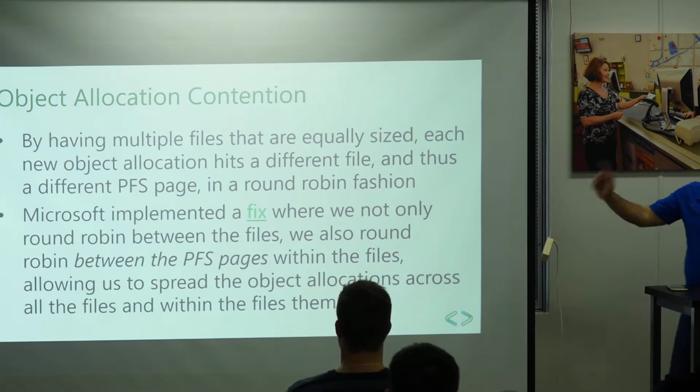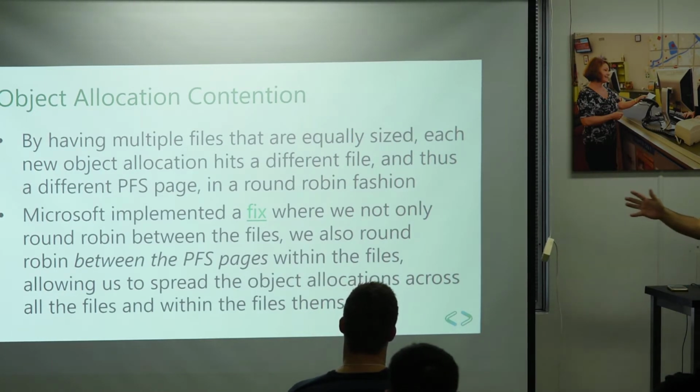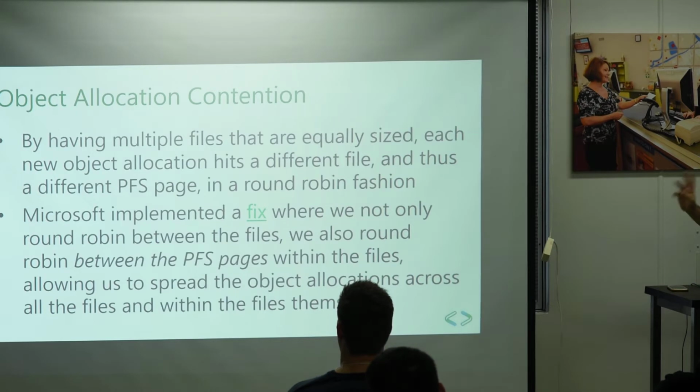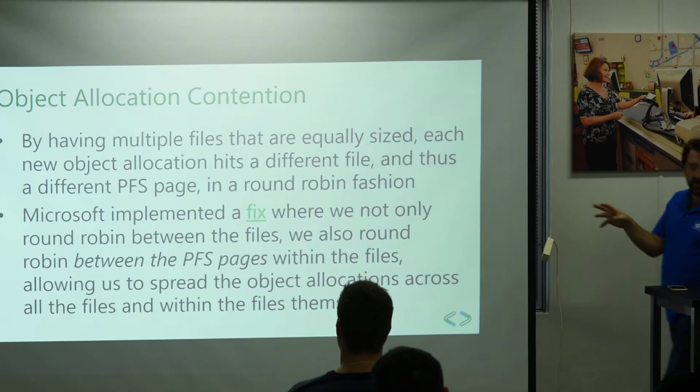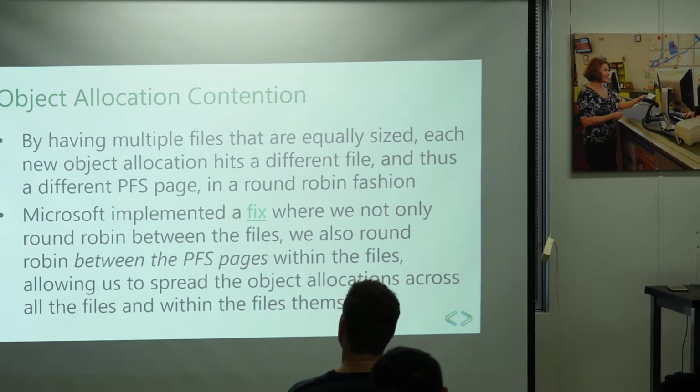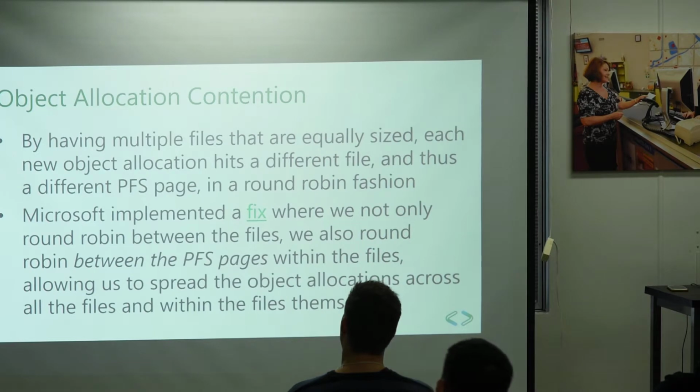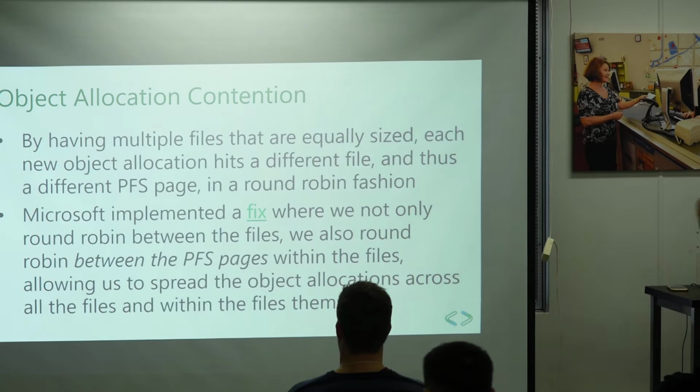Never mind. So what I've done over the next couple of slides, I don't want to spend too much time on this, is basically just distilled what Pam has said in her article. We've got a diagram that I completely copy-pasted, lifted and shifted from her article. So you can see over here with object allocation contention, by having multiple files that are equally sized, each allocation object hits a different file and thus a different PFS in a round-robin fashion. So they've just changed the way we are round-robining the PFS pages within those multiple files, because they saw contention with the algorithm of how this object allocation was working, and they've just tweaked it.